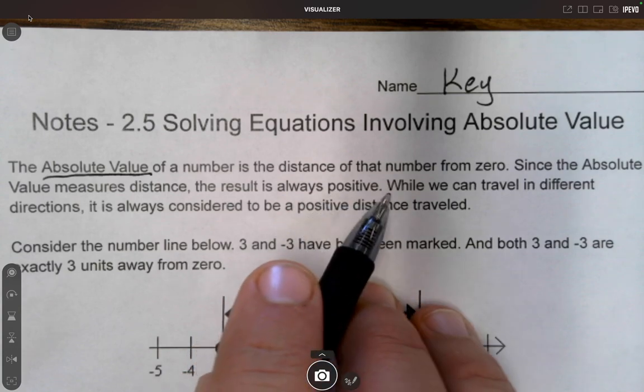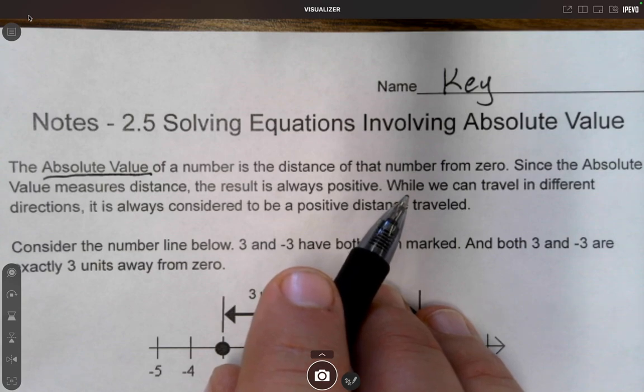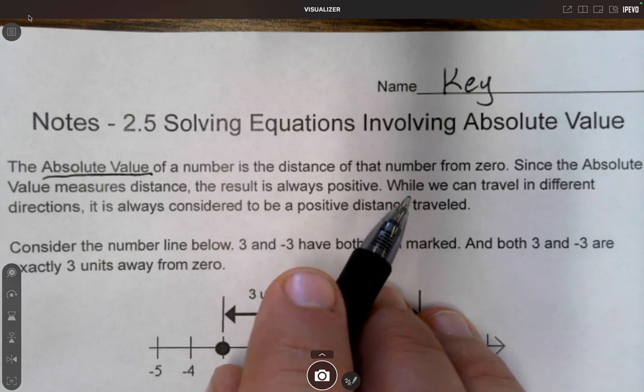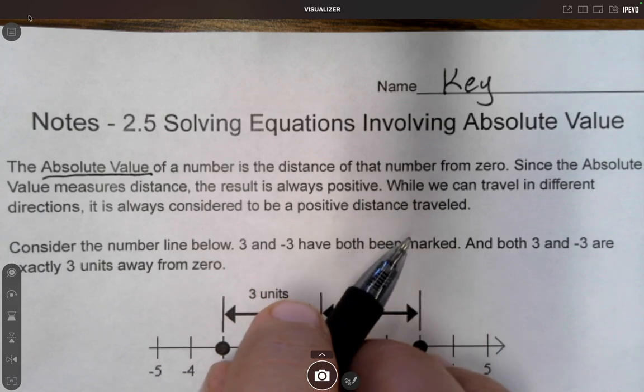I've talked before about how you have the commute from your house to school and from school to your house. Now you could say those are traveling different directions, obviously. One might be east, one might be west, or north or south, or whatever. But you're still traveling a positive distance no matter which direction you travel.